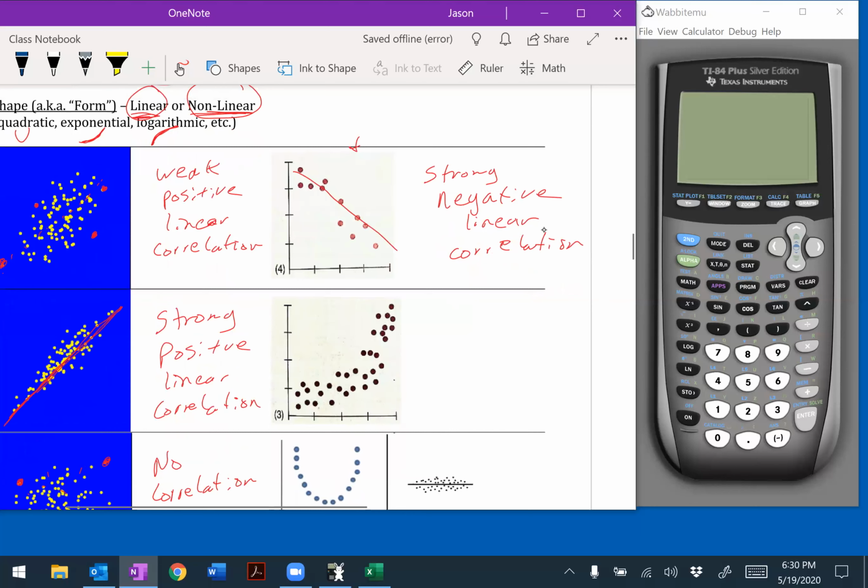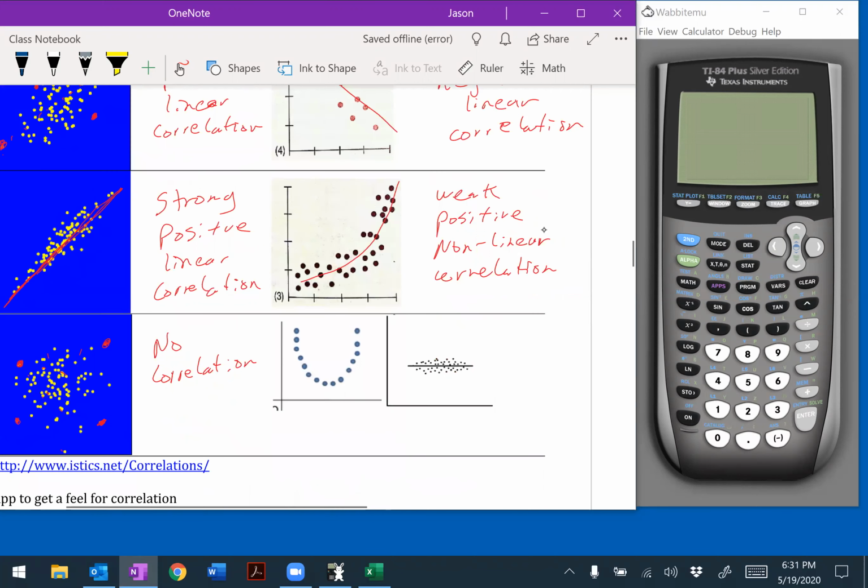What about this one? Is this linear? No, I wouldn't say that it's linear. I would say that it's curved. I would say that this is kind of a weak non-linear. It's positive because it's going uphill. Weak positive non-linear correlation.